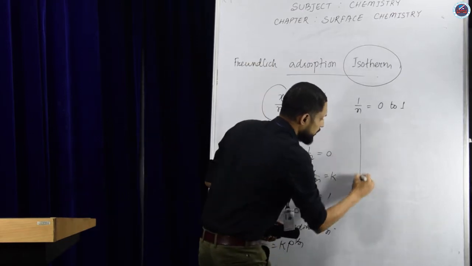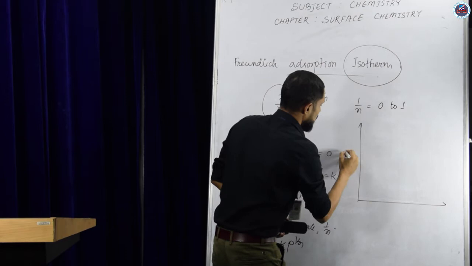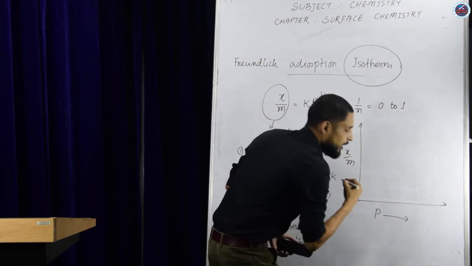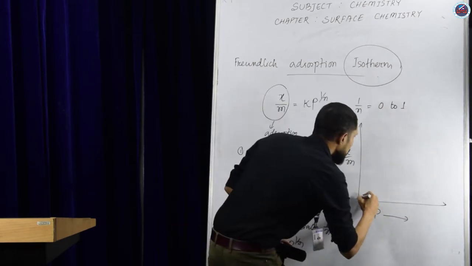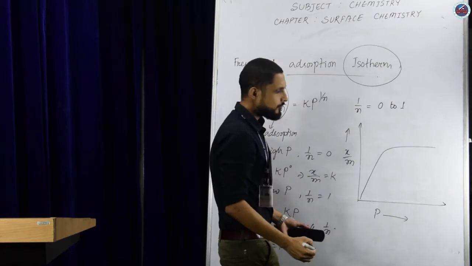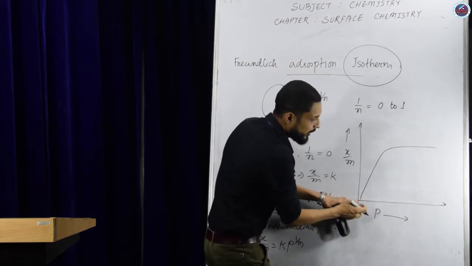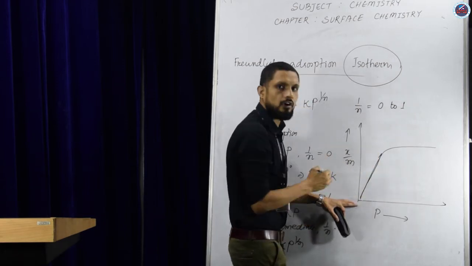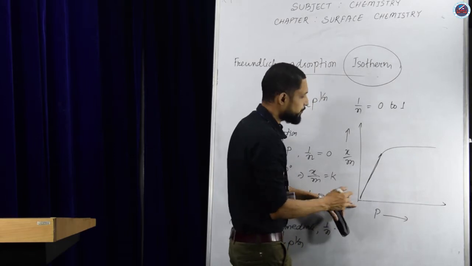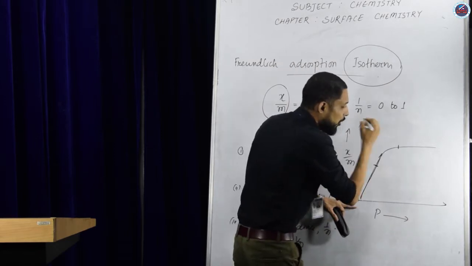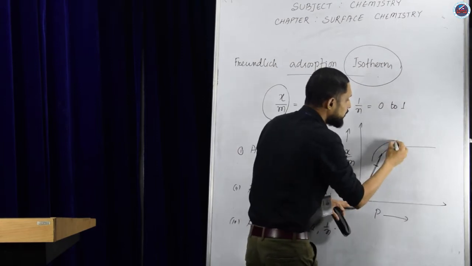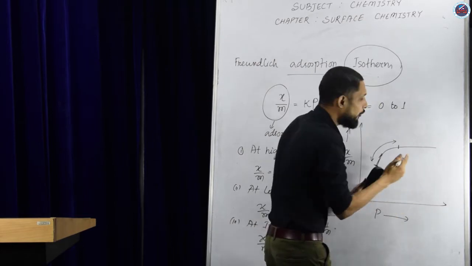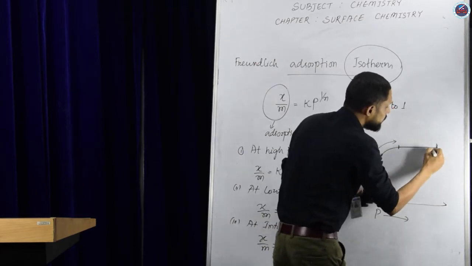Graphically, we can represent, if we take adsorption along y-axis, pressure along x-axis, we'll get this kind of curve. So you can see, initially when the pressure is low, adsorption increases sharply with increasing pressure. At a certain point, the increase is intermediate, and from here, no matter how much pressure you increase, the adsorption remains constant.